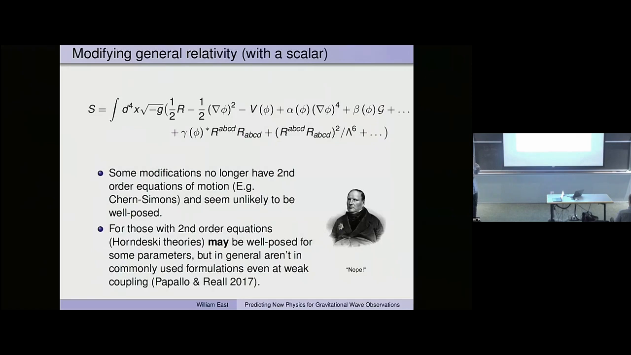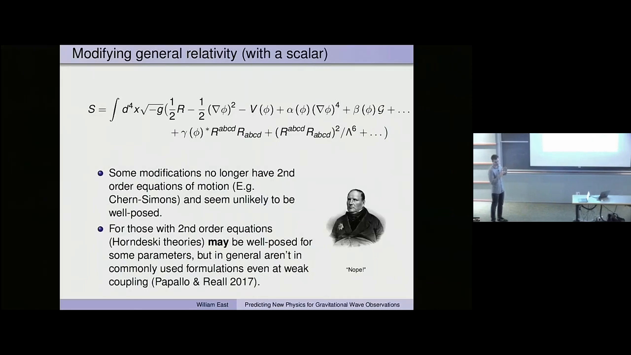In Harvey's talk, he already went over this, so I'll just be very brief here. We think of modifying general relativity by adding extra terms to the Einstein-Hilbert action. And here, for example, I'm just considering adding one additional scalar degree of freedom. There's a whole zoo of possibilities we can consider.